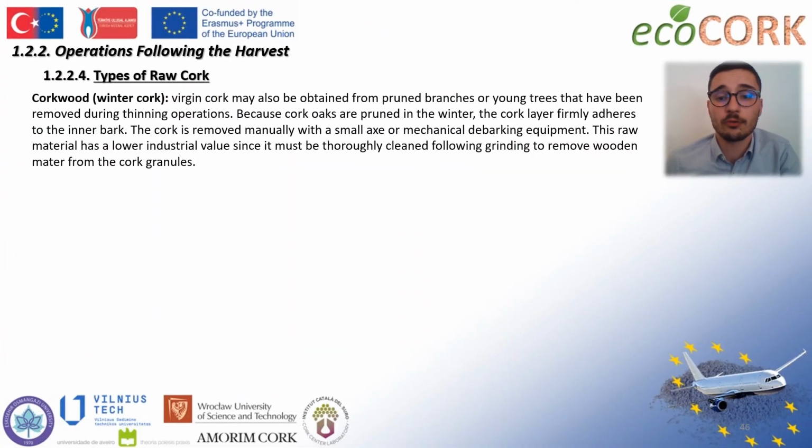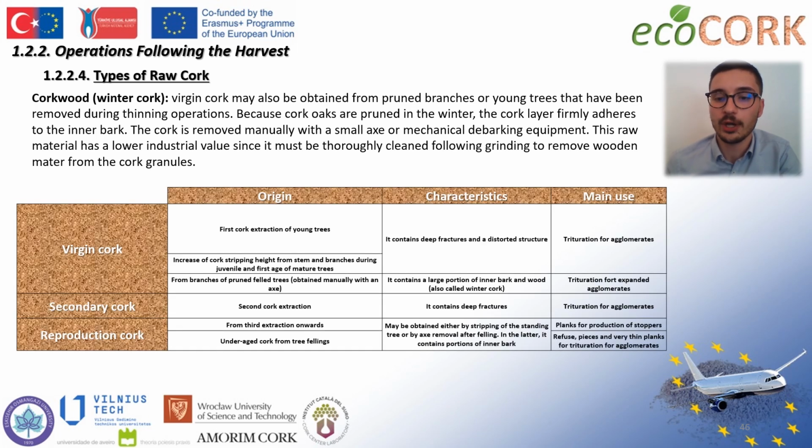The last type of raw cork is cork wood or winter cork. You can also get virgin cork from branches that have been pruned or young trees that have been cut down during thinning. Since cork hooks are cut back in the winter, the cork layer sticks strongly to the inner bark. With a small axe or debarking equipment, the cork is taken off by hand. On the table, you can see where different types of raw cork come from, what their main use is, and what makes them unique.